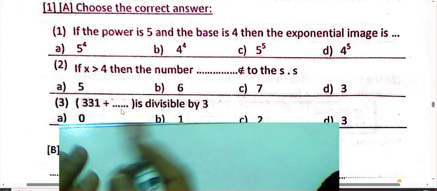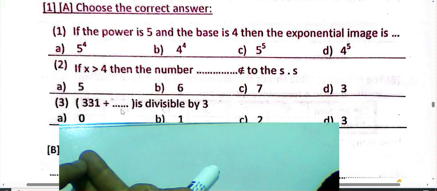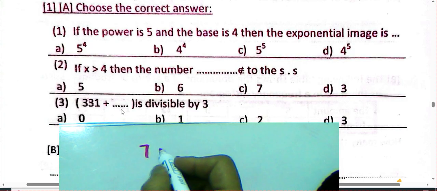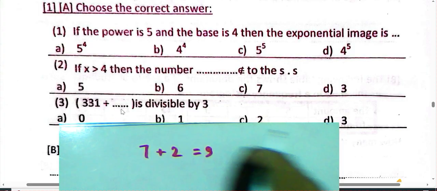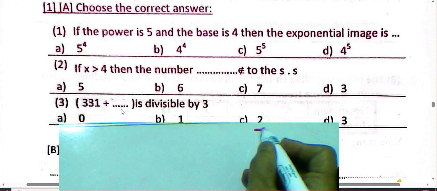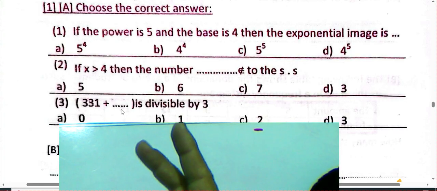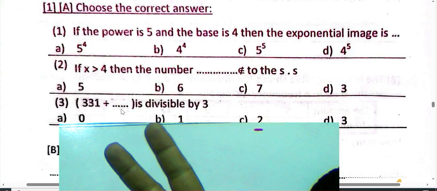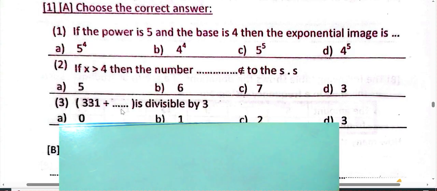331 can't be divided by 3. So we must add 2. 3 plus 3, 6. 6 plus 1, 7. 7 plus 2 equal 9, and 9 can be divided by 3. Then we must add 2. Understood this example or not? 7 can't be divided by 3, just after 7, 8, 9. We must add 2 to get the summation of all digits, a multiple of 3. Then the result will be letter D.